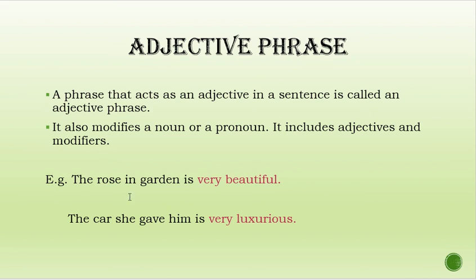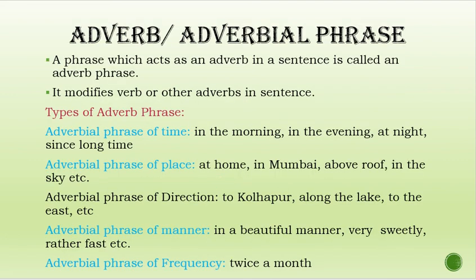For example, the rose in the garden is very beautiful. Here an adjective is used: very beautiful, very luxurious. The car she gave him is very luxurious, very good, very nice. So such words are adjective phrases. It's a very easy one. Keep in mind: adjective phrase, very beautiful, very luxurious, very nice, very good, very smart. Such words.